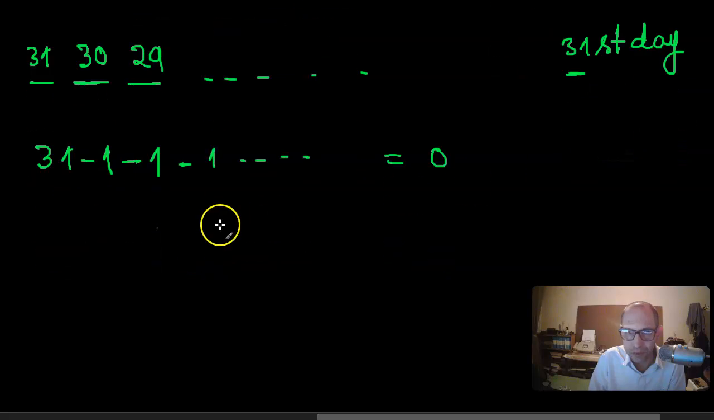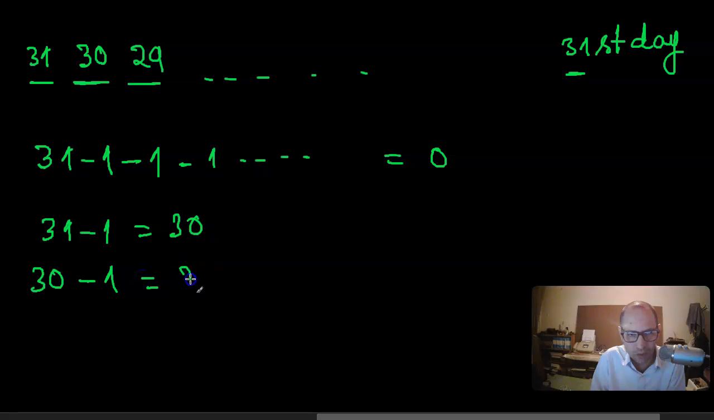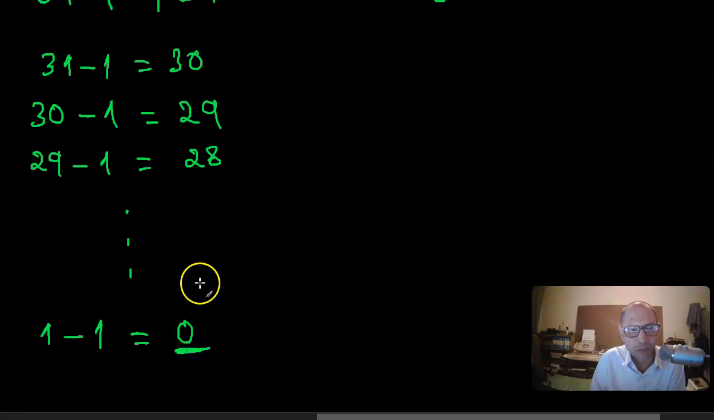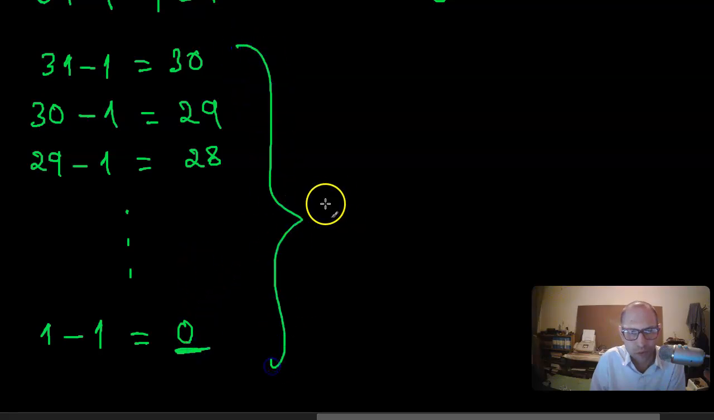The operation becomes 31 minus 1 is equal to 30. Then you're left with 30 marbles. Take one away, you have 29 marbles. Then you have 29, take one away, you have 28 marbles, and you just keep going until you have one marble, and you take one away, you will end up with zero marbles, right? So this you do 31 times, right?